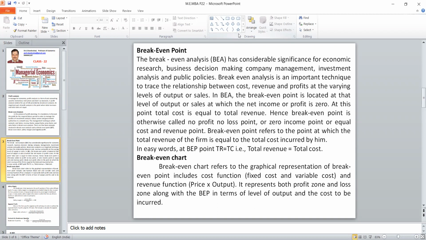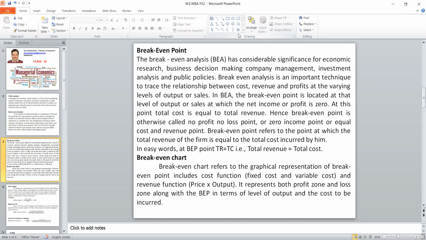But if you see different books, there will be different definitions for this. Different definitions say the term for the break even will be net income or profit is zero. No profit, no loss point, zero income point, equal cost point, or equal revenue point. Like that, they will describe this break even point in their own view. It's nothing but income equals expenditure point, which means break even point. No profit, no loss point, break even point. Cost and revenue point, break even point. Whether profit equals loss, then it is break even point. When both are zero, then it is break even.